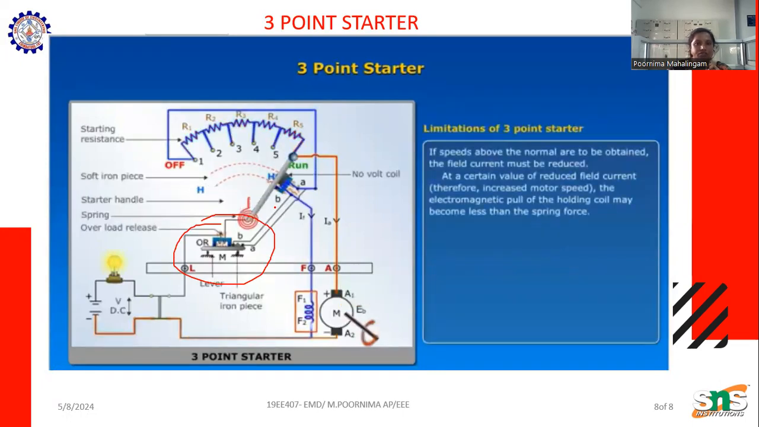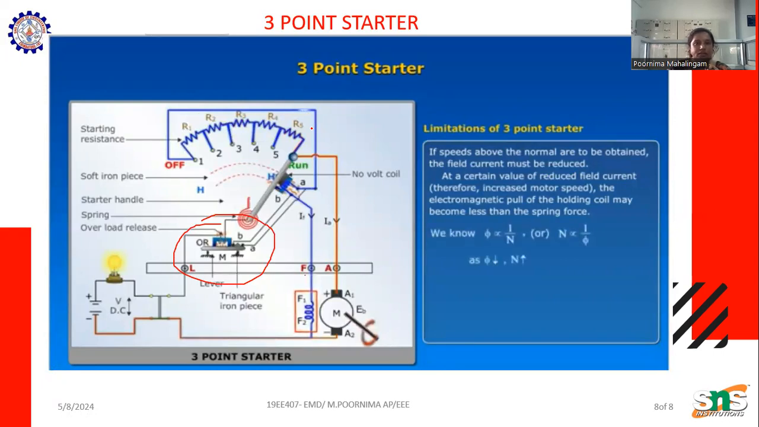Now the limitations of the 3-point starter. Suppose the speed is above normal, so the field current must be reduced. At certain values of speed, the current therefore increases the motor speed, and the electromagnetic pull of the holding coil may become less than the spring force.